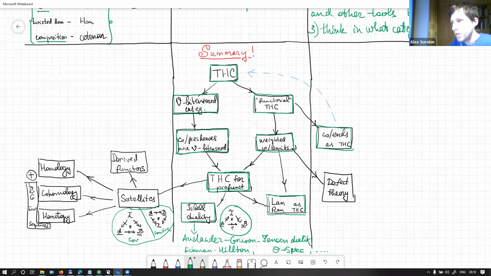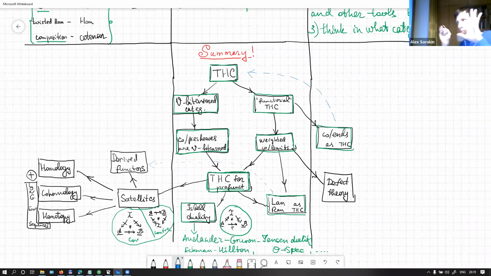Well, for this, to be very honest, I also need to write this arrow, because derived functors using satellites can be obtained from zeros, left and right derived functors. And for them, we need left and right Kan extensions.